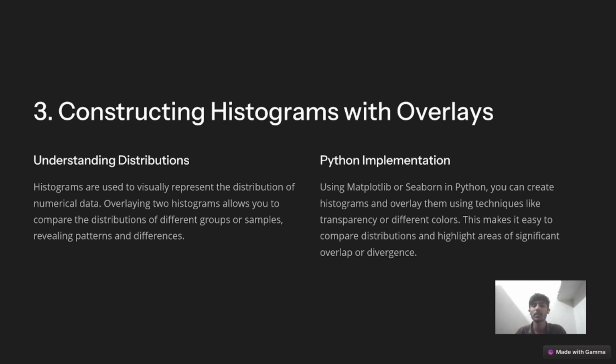Python implementation using matplotlib or seaborn in Python, you can create a histogram and overlay them using techniques like transparency or different colors. This makes it easy to compare distributions and highlights the areas of significant overlap or divergence.